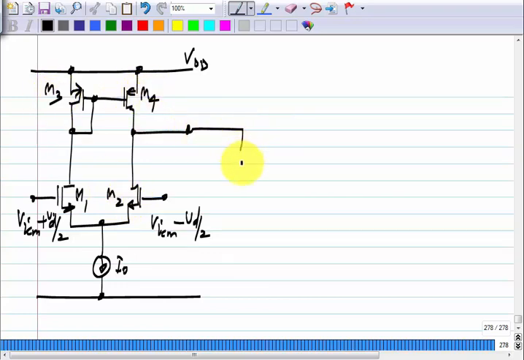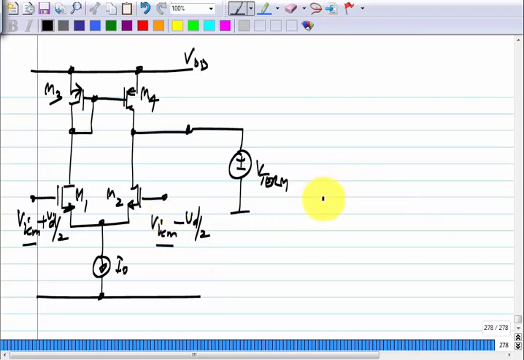Okay. And the output is terminated in something. I will call it V term; you know what it is, VDD minus VSG of M3. Now, what happens to each of these things in the incremental equivalent? What happens to this VICM? It will be 0, right? It is just a fixed bias.